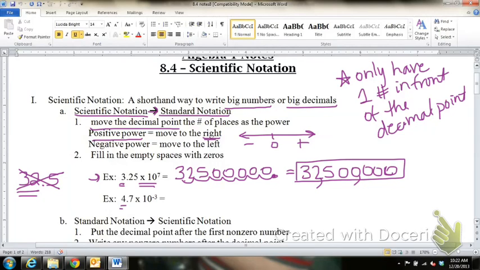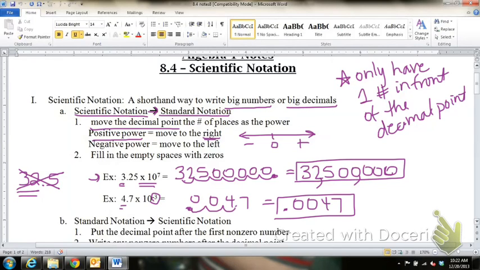Now what happens if I have a negative exponent? Well, I know I need to go to the left, so I'm going to put my 4.7 a little shifted over so I have space. Now I'm going to go 3 spaces to the left because it was a negative 3. So 1, 2, 3. Here's my decimal point. Fill it in with zeros and just rewrite it so it looks better. 0.0047.